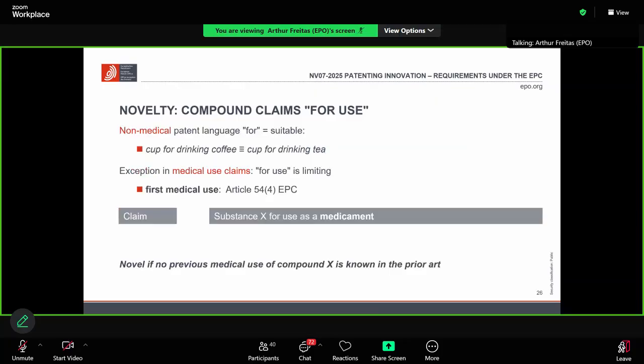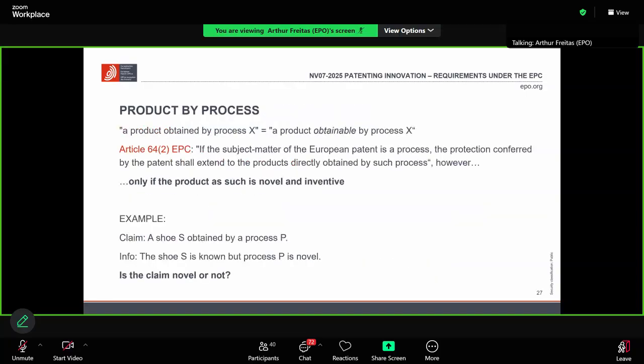And that's Article 54(4), and Article 54(5) would be the further use of the substance in a medical environment. So every new medical environment would resurrect novelty of that substance.